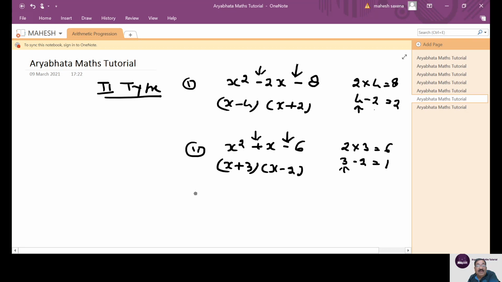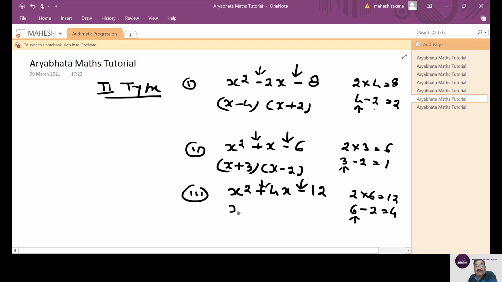Again, take another example. Suppose it is x square plus 4x minus 12. Again, since this term is negative, we will break 12 into two terms such that their product is 12 and difference is 4. It is 2 and 6, since 2 into 6 is equal to 12, and 6 minus 2 is equal to 4. This is positive. Therefore, we will assign this to 6. It will be x plus 6 and x minus 2.